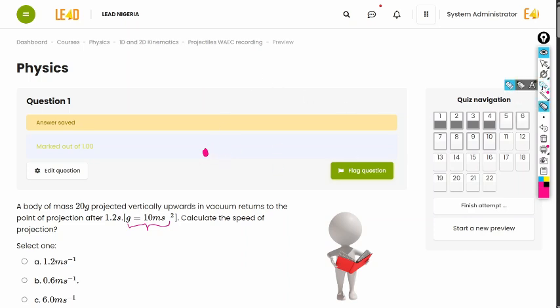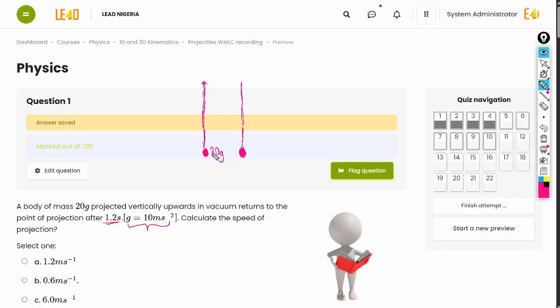Okay, so this body is a 20 gram mass, projected upwards. So in a vacuum just means that there's no air resistance, right? So you can just deal like there's no air resistance. And so it goes up and then comes back. I'm drawing them separately, but this is just the upward and the downward journey. It came back to the point of projection, so it just went up and came back down in 1.2 seconds.